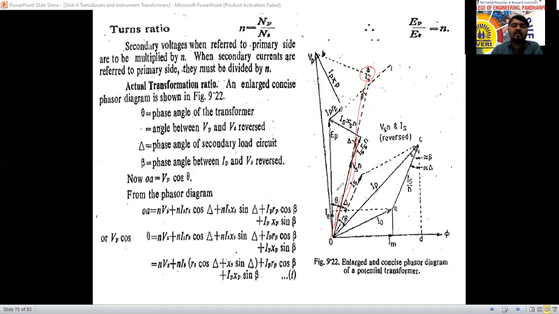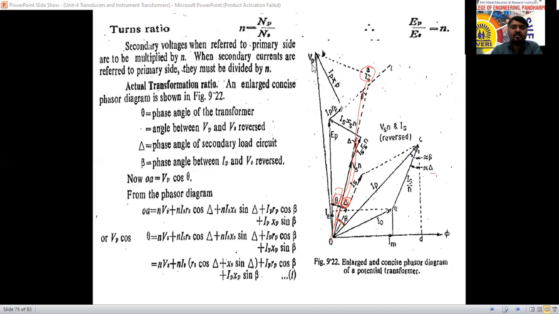Here the angle theta we have used. This one is beta, which we have considered as the angle of the magnetizing current. This delta is the phase angle between secondary voltage and secondary current. Here current is there, here voltage is there, and that angle we have considered. That mirror copy we have reflected, so this one is delta, this dash is delta, and this one is beta. Now we will start to write the equations.